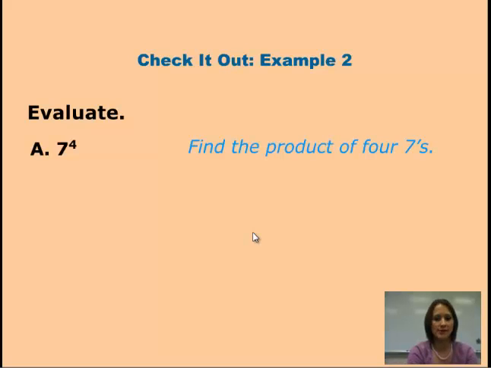Find the product of 4 7s. 7 times 7 times 7 times 7. 7 times 7 is 49. 7 times 7 is 49. And 49 times 49 is 2,401.